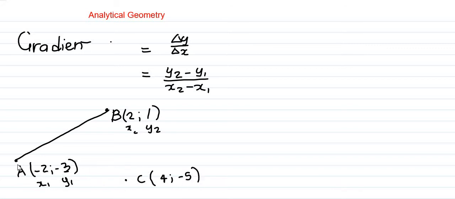So find the gradient between point A, C. So we look at the line AC, which is going downwards. So we expect to find a negative gradient.